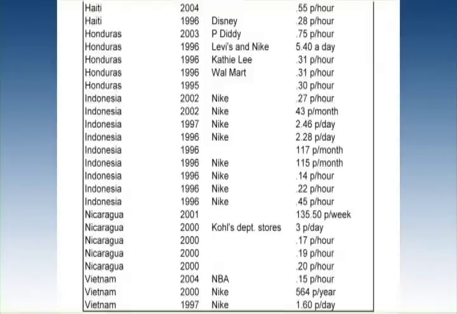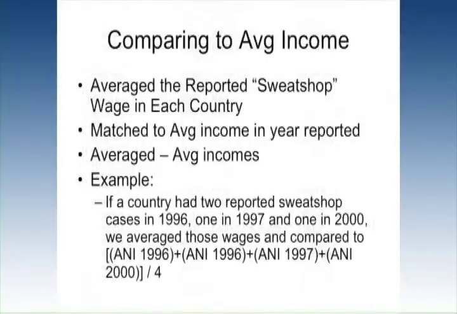So we have a number of cases from Honduras, a ton in India, most of which involve Nike. I'll come back to the Nike point in a second. Nicaragua, Vietnam. So we're going to do the same exercise that we did for the apparel industry, compare it to average incomes in these countries. Without going into too much detail, basically we just have to weight it since they're all from different years, so that we're comparing apples to apples.